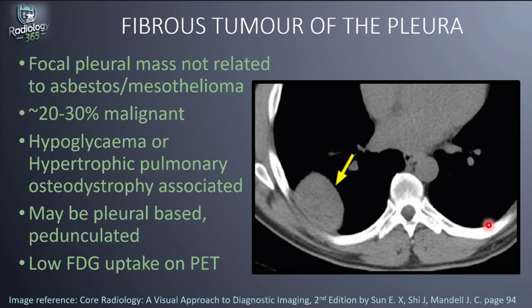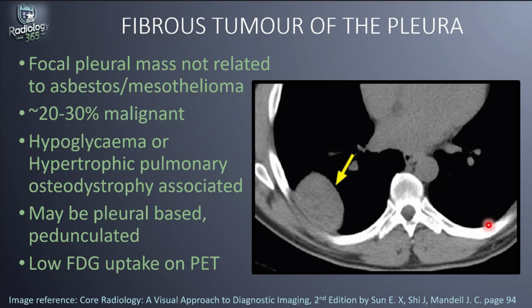Now we'll talk about fibrous tumor of the pleura, which is also known as solitary fibrous tumor. It's a focal pleural mass that's not related to asbestos and it's not related to mesothelioma, and definitely not mesothelial in origin. Approximately 20 to 30% of fibrous tumors of the pleura are malignant, and so all are excised.